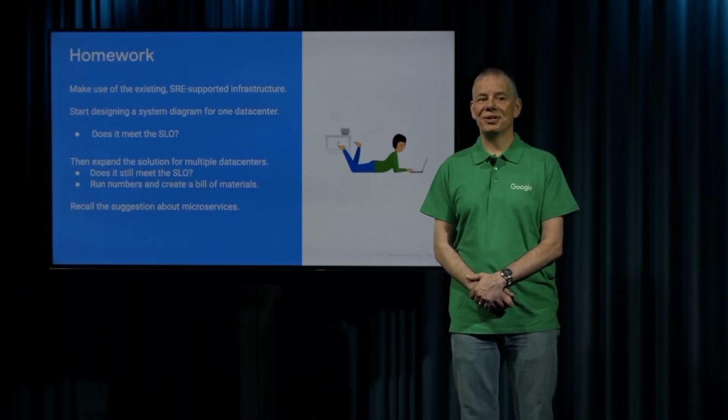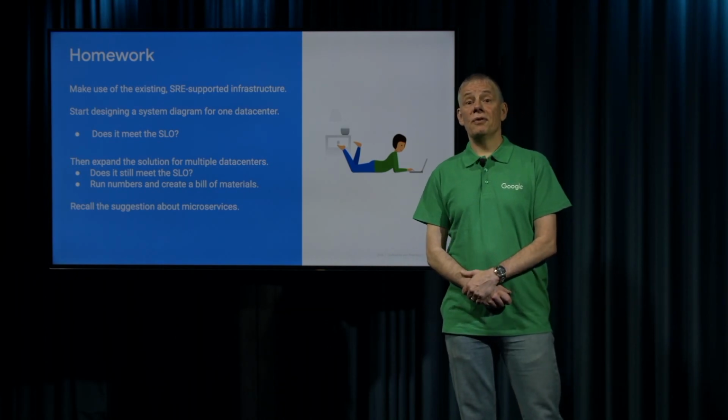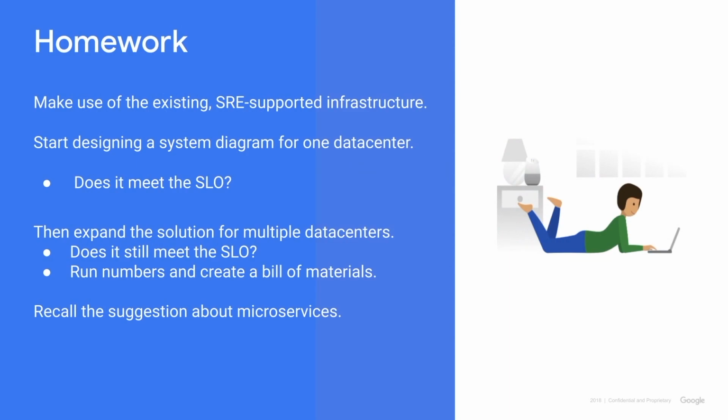Now for the homework. We would like you to make use of these services and note that the network and the storage will be SRE backed. Start designing a system for one single data center. Does it meet the SLO? What kind of hardware do you need to actually meet this SLO?